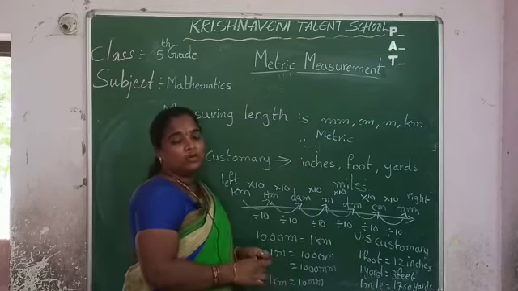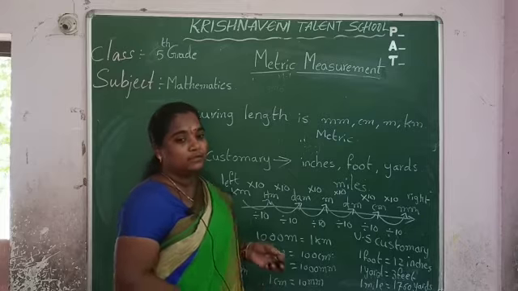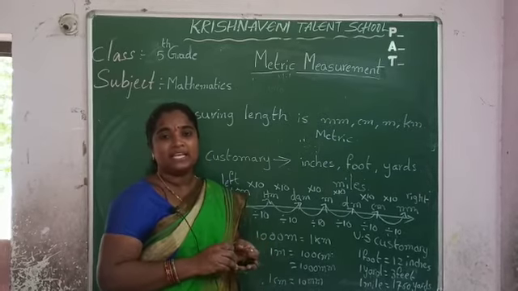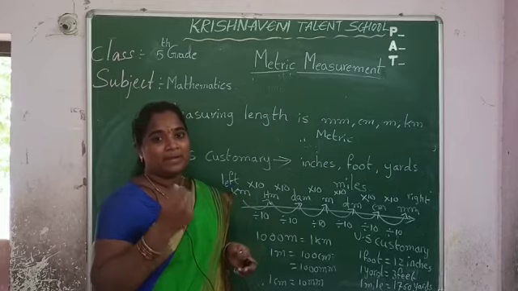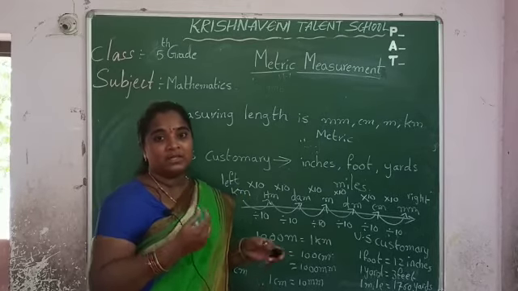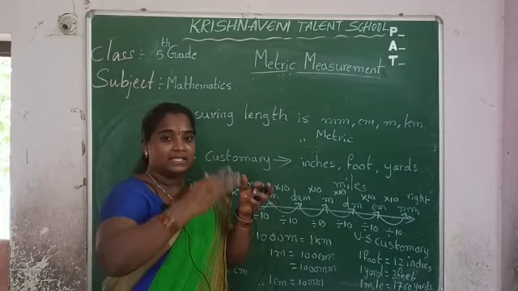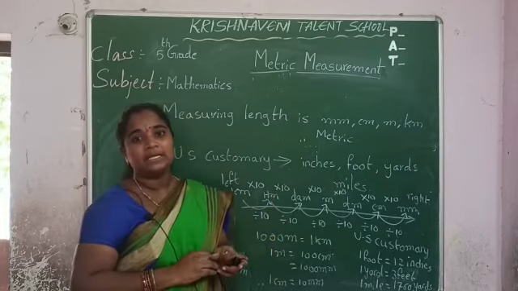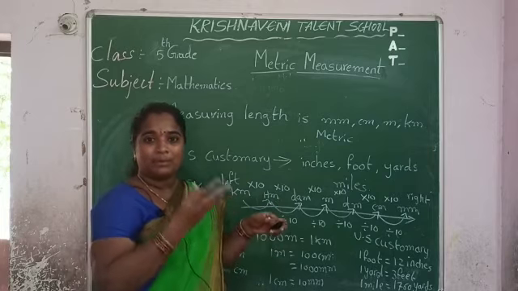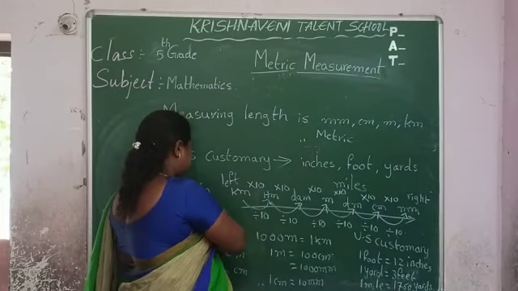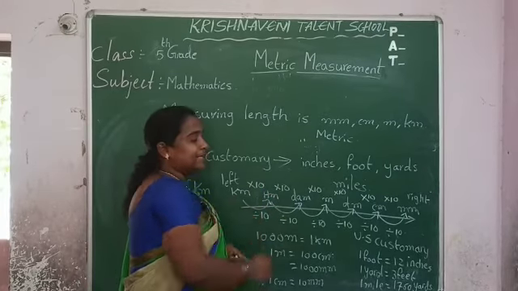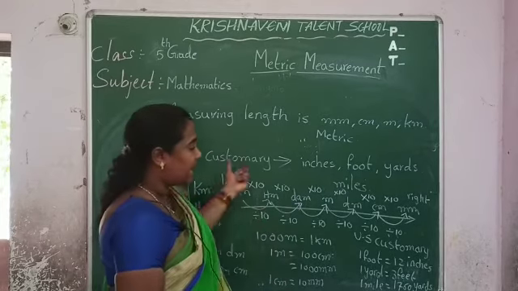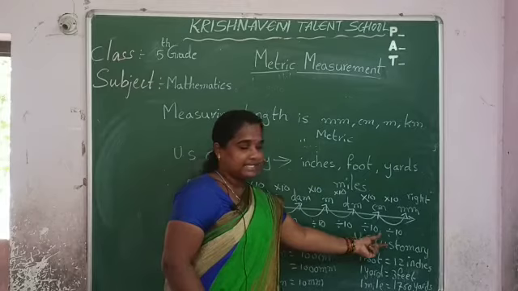This is the relation between metric measures and US customary. Generally, everyone's geometry box has a scale. Once you open the scale and observe it, you see two parts. The first part has numbers and the second part also has numbers. One part has centimeters and millimeters, another part has inches. So one is metric measurement, another one is US customary.